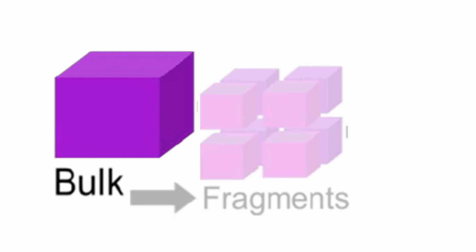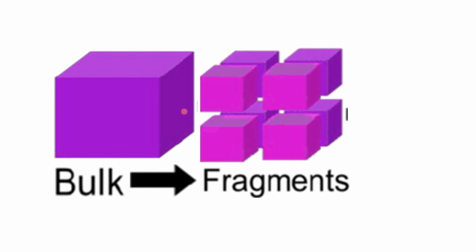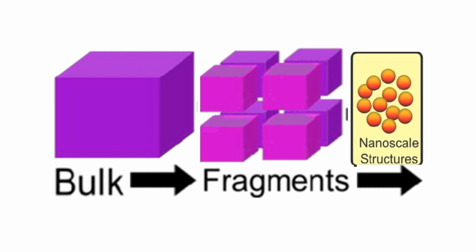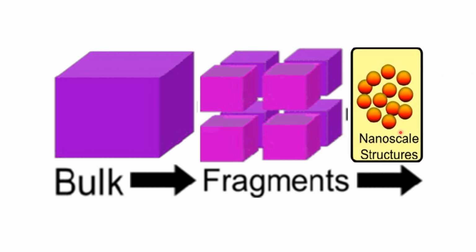Dear student, consider this is a bulk material. Bulk material is a material which is easily observable with the naked eye. So dear student, in the top to down approach, this bulk material is converted into fragments. These fragments are small parts which are also observable, or are further cut down into very small parts and small nanostructures, and these materials are in the range of 1 to 100 nanometer.